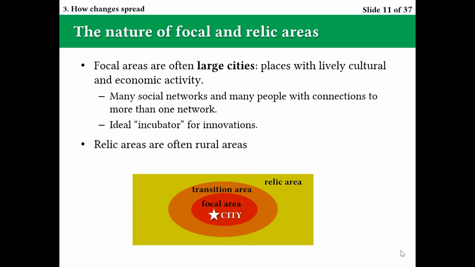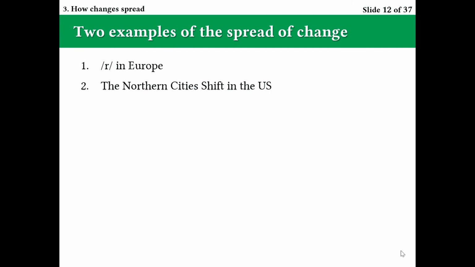And then relic areas tend to be rural areas, and in particular, geographically isolated rural areas. So for example, if there's a river that isn't often crossed, not many bridges or whatever, that separates a city from a rural area, well, it's even less likely for the change to spread. This is less true nowadays, with modern communication, but throughout history, this was a really major factor. So let's look at two more concrete examples of how changes have spread. One is the pronunciation of R across Europe, and the other is the Northern Cities Shift in the US.